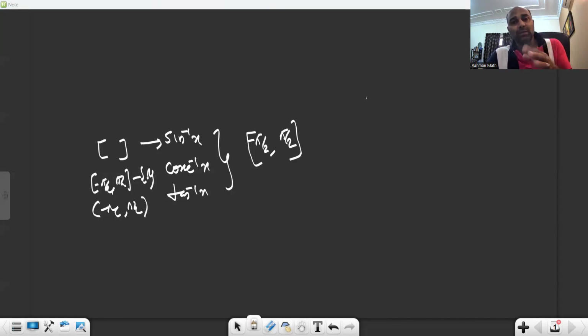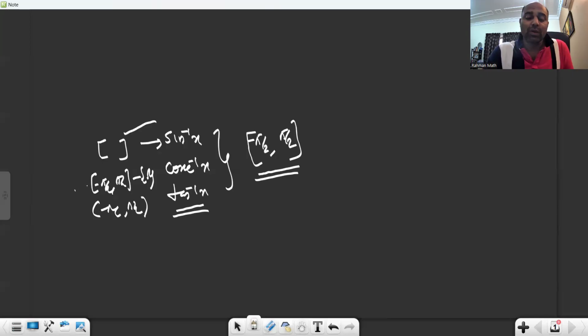So if they're asking for the principal value, you have to make sure this solution always lies between minus pi by 2 to pi by 2. With a certain restriction, it should be in a closed bracket. It should be a closed bracket except 0, and this is an open bracket. Don't forget that.